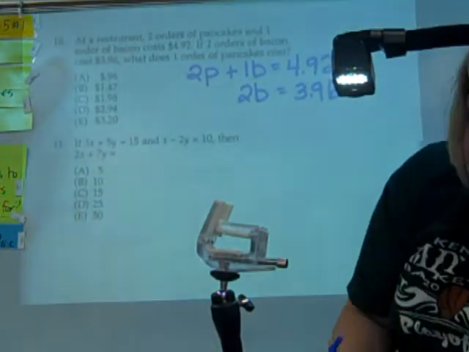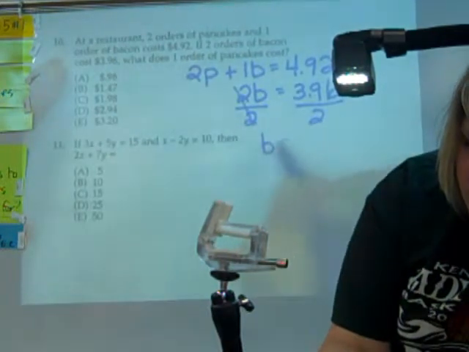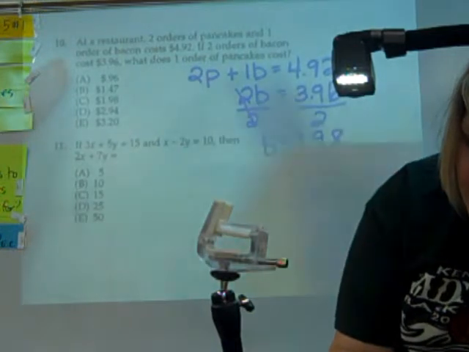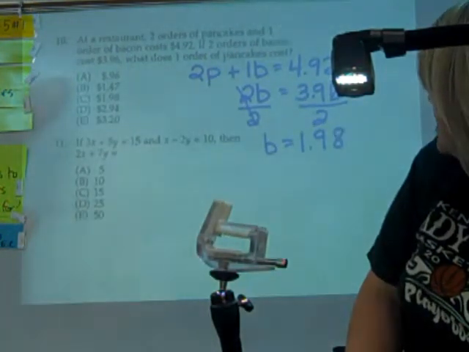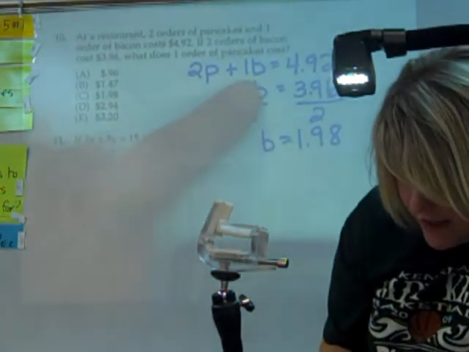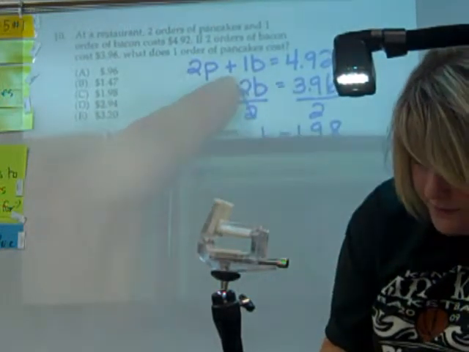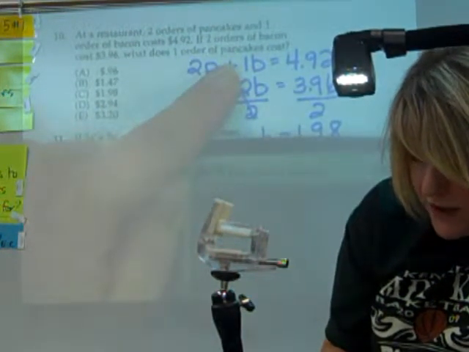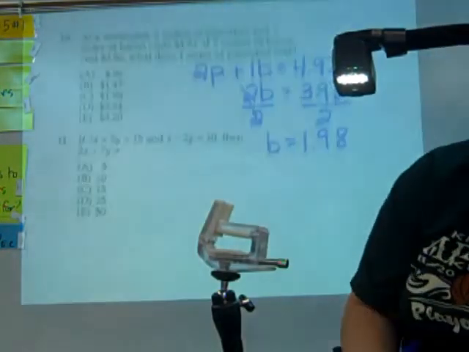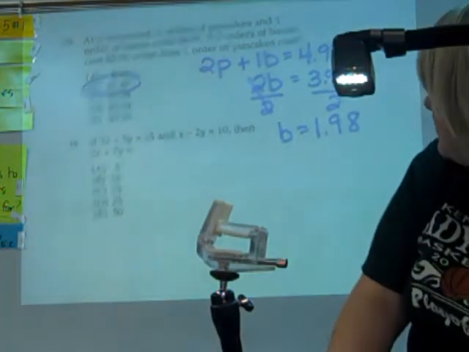You can figure out how much the bacon costs by just dividing by 2. So an order of bacon is $1.98. And then you could come back up here and plug that in and figure out how much an order of pancakes costs. So if I plug in $1.98 right there, I'm going to have to subtract $1.98 from $4.92 to figure out how much the 2 orders of pancakes were, and then divide that by 2. $1.47. Did any of y'all get that one? Yes. Good. Okay.